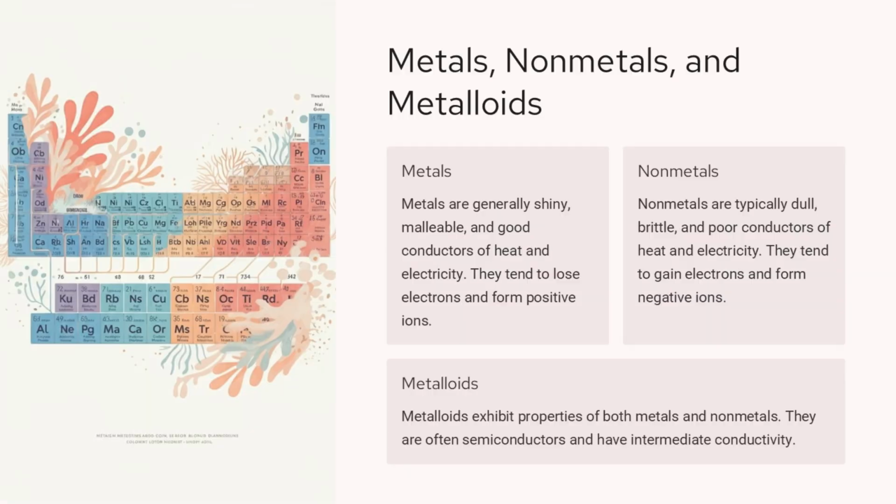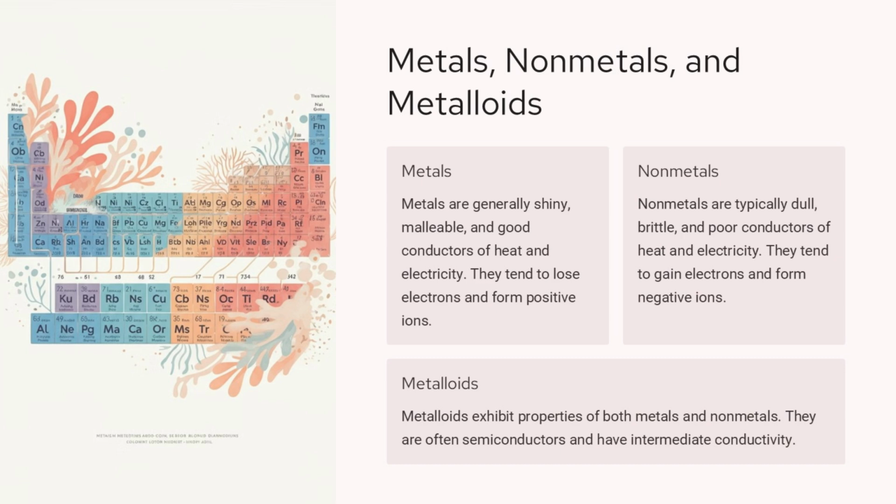The periodic table is divided into three main categories: metals, nonmetals, and metalloids. Metals are generally shiny, malleable, and good conductors of heat and electricity. They tend to lose electrons and form positive ions. Nonmetals are typically dull, brittle, and poor conductors of heat and electricity. They tend to gain electrons and form negative ions.